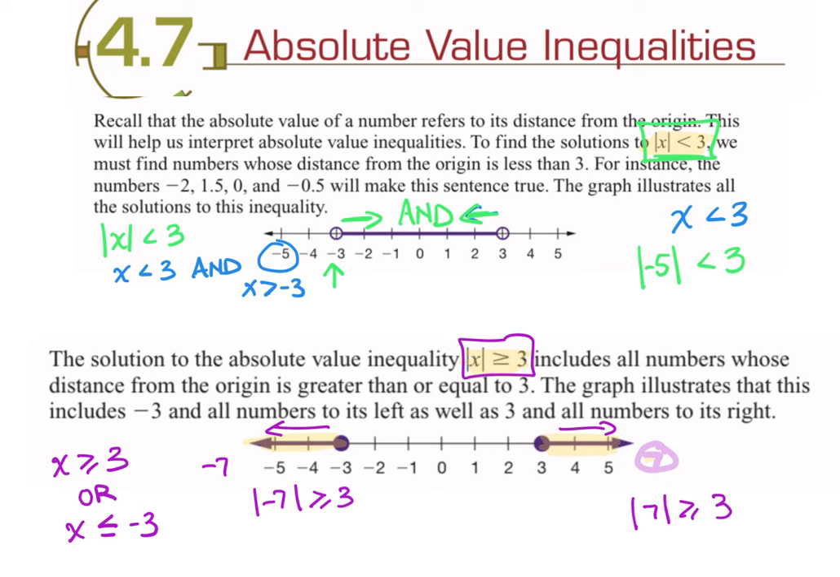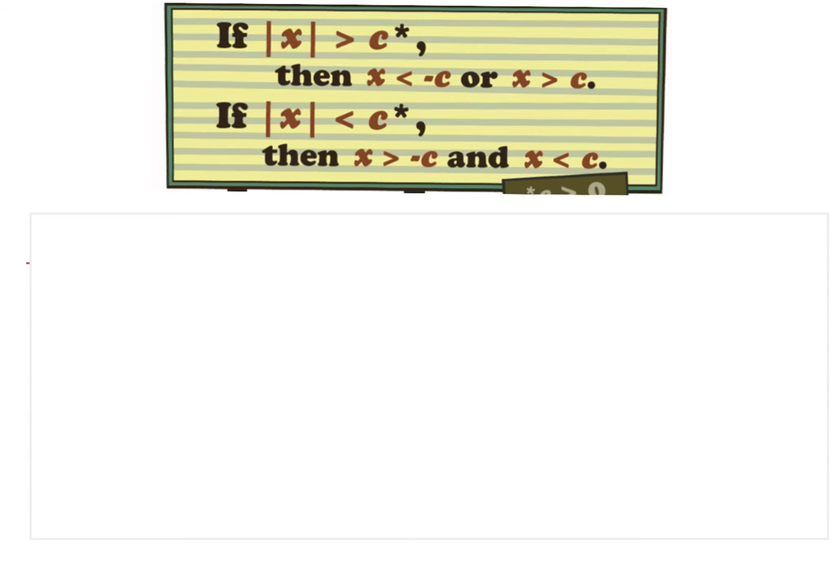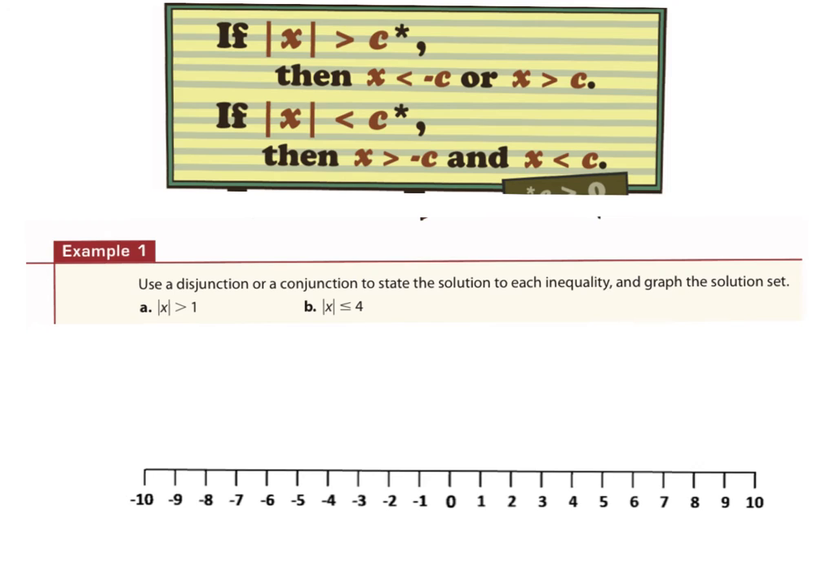So let's look at the example here. Look at this example really quickly. All right, example 1. Use a disjunction or a conjunction. They've given it to me up here. If I start out with a greater than, it is going to be an or. Or is a disjunction, okay? If I start out with a less than, once it's by itself, it is going to be an and, a conjunction.